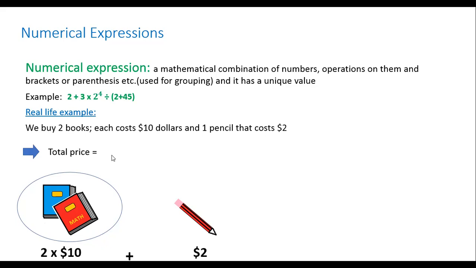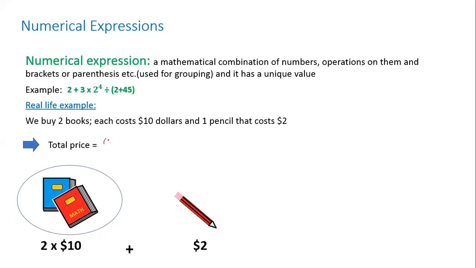So we can write it this way. 2 multiplied by 10 plus 2, which is equal. So we multiply first, and we know that this equals 20. 20 plus 2 gives us $22.